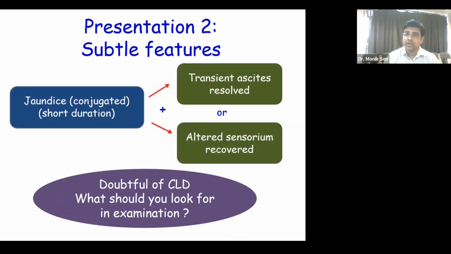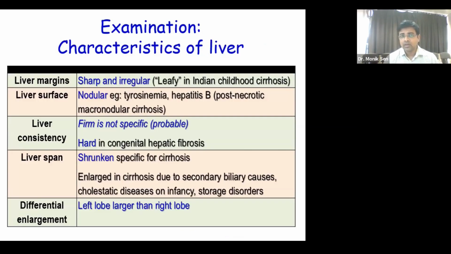What should you look for in the examination? Very important is a sharp irregular liver. Leafy livers, they say in Indian child with cirrhosis specifically, or a Mangalore tile liver in Indian child with cirrhosis. But otherwise, most of the cirrhotics have a sharp irregular liver. The surface may be nodular, and a nodular surface tells you there is a macronodular cirrhosis. Classical example is hepatitis B.